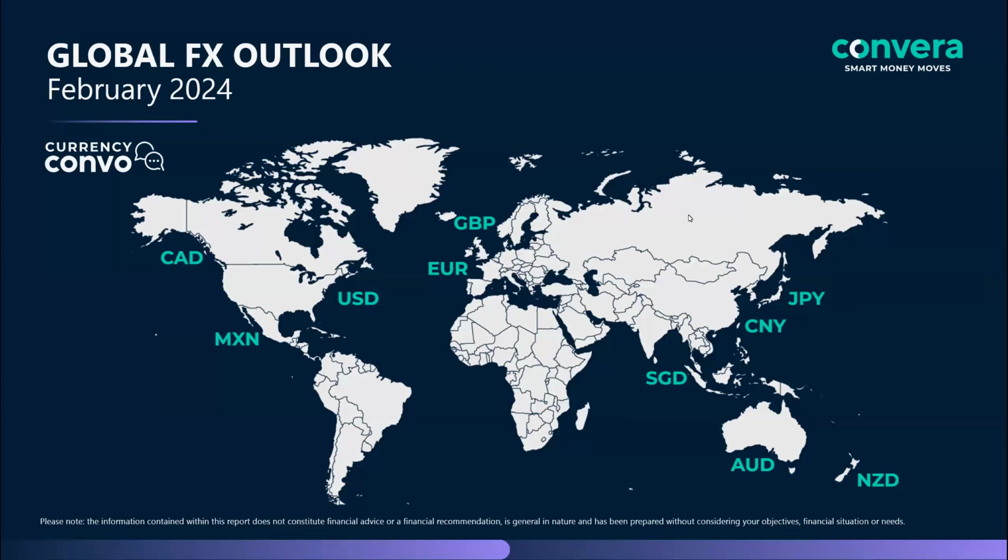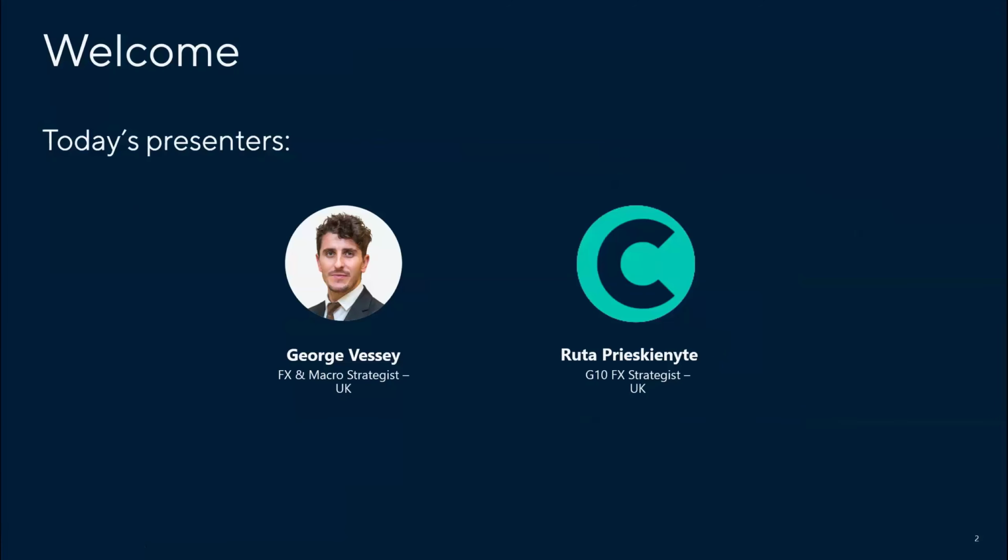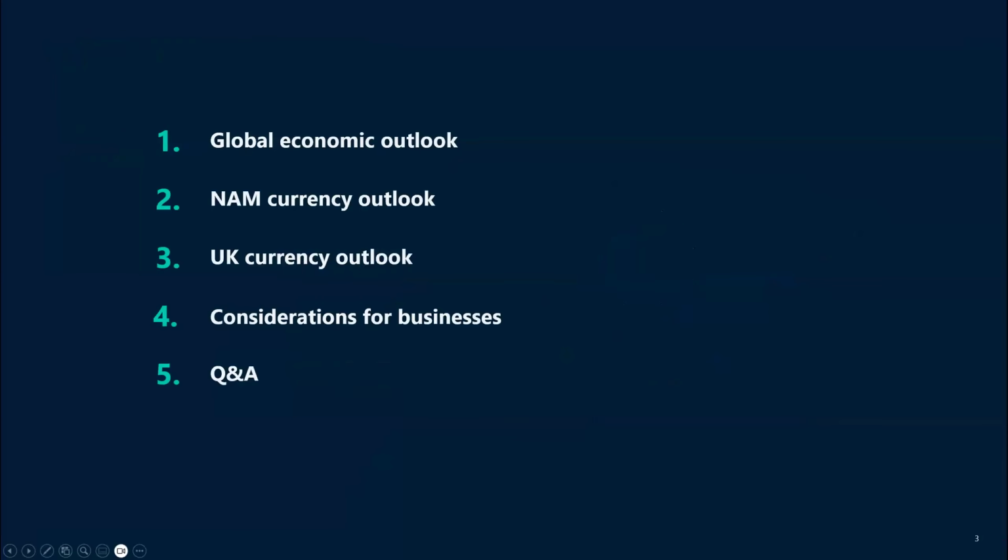Now, for today's webinar, as you can see on the next slide, our speakers are myself, I'm George, the lead FX and macro strategist based in the UK, and we've got Ruta joining us as well today, our G10 FX and macro strategist, also based here in the UK. And in terms of the agenda, I'll be providing an overview of the global economic outlook, highlighting the most important key themes dominating the macro space and influencing financial markets. Then I'll hand over to Ruta to go over the currency market overview and forecast scenarios from North America, with a specific focus on the US dollar, before I then go over the UK and the pound's outlook, and then we'll finish off with the Q&A.